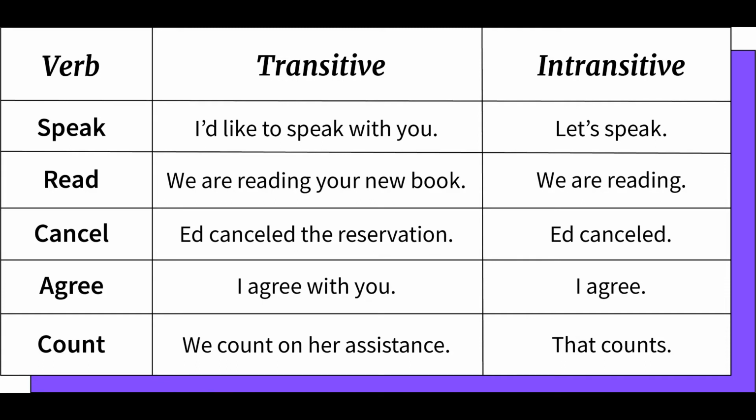Now we are reading your new book. We are reading. There's no object in the second sentence, but in the first, your new book is the object, so it is transitive. It cancelled the reservation. What did it cancel? The reservation. If you don't give an object, it suddenly becomes intransitive. I agree with you. I agree. Not transitive, it is intransitive. We count on her assistance. We count on what? Her assistance.